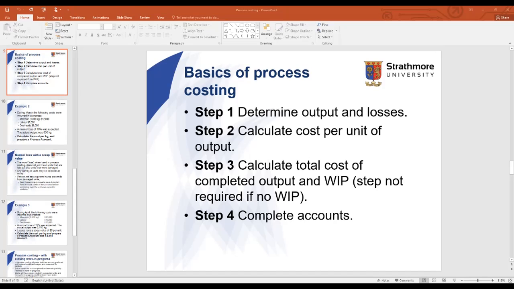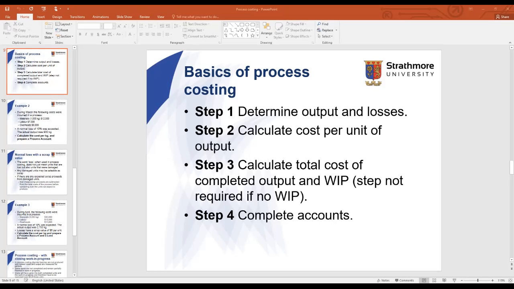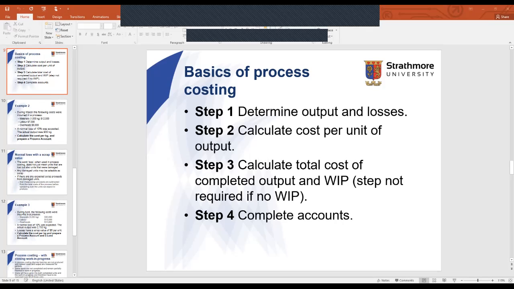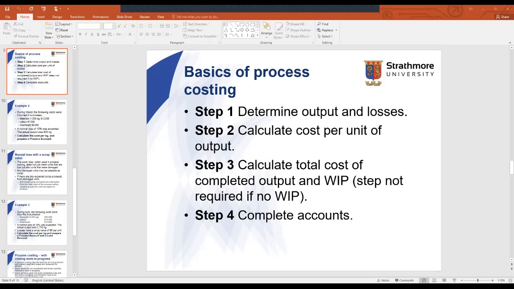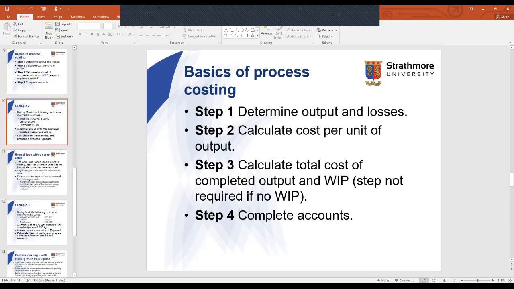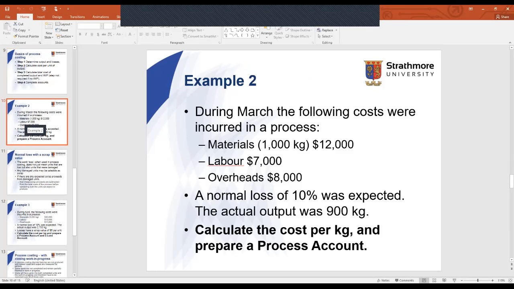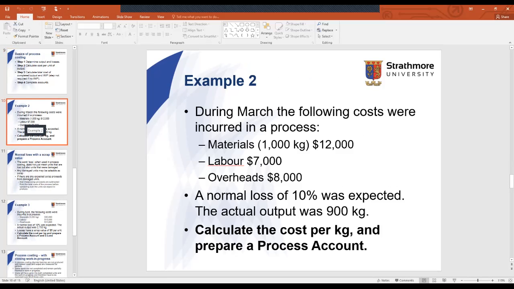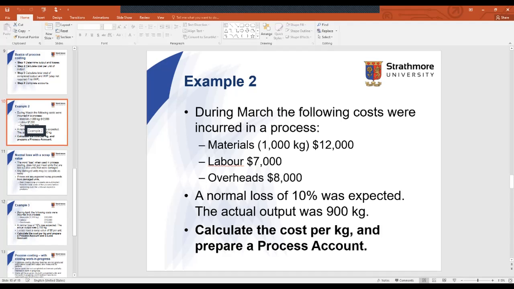work in progress. As we mentioned, work in progress are items that are incomplete by the end of a certain period, maybe by the end of the month, by the end of the day. That's referred to as the incomplete units, or the work in progress. We went ahead and did a question here, and we also prepared the process account out of the information we had in this example.